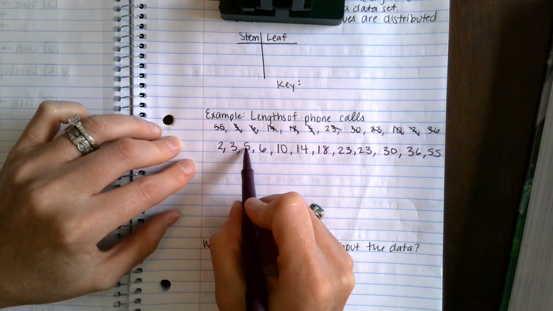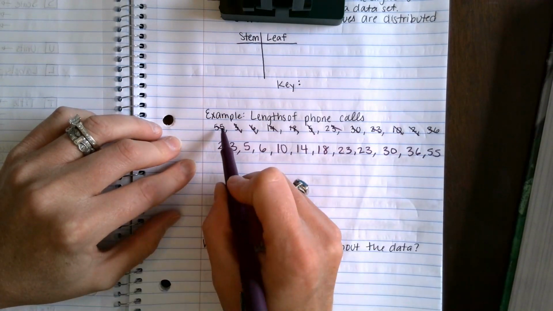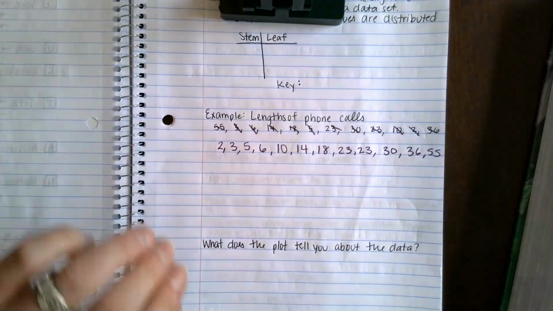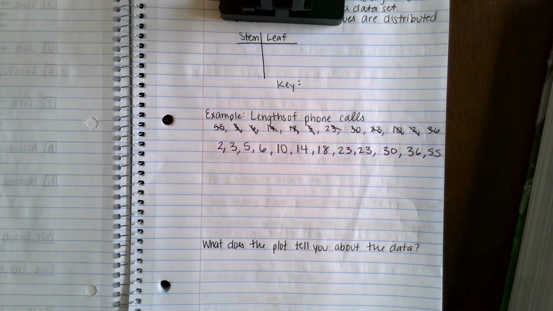So 1, 2, 3, 4, 5, 6, 7, 8, 9, 10, 11, 12. Okay, so that's all my data up in order from least to greatest.